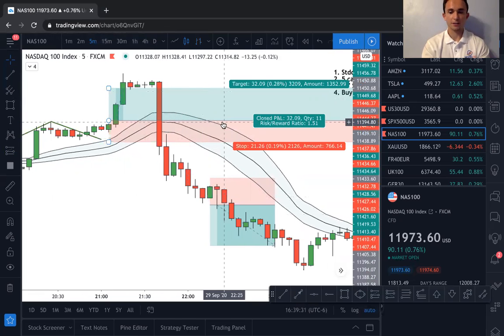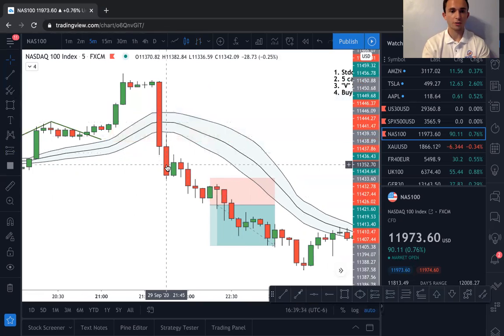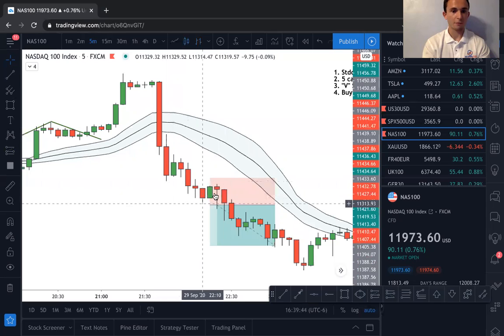I'll go back to candlesticks because it might be a little bit easier to look at, but 1, 2, 3, 4, 5. Now this is a great example because look what happened. On the 5th candle right here, we broke the low. So now what I'm looking for is another pullback before I enter.